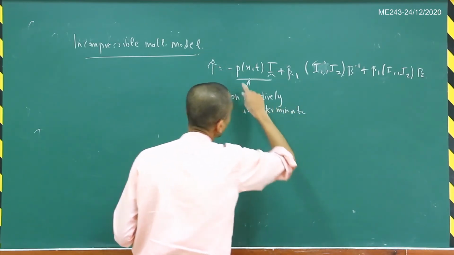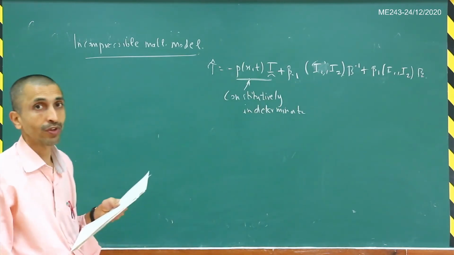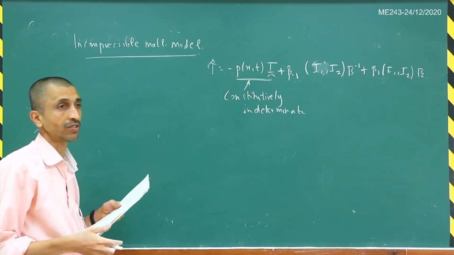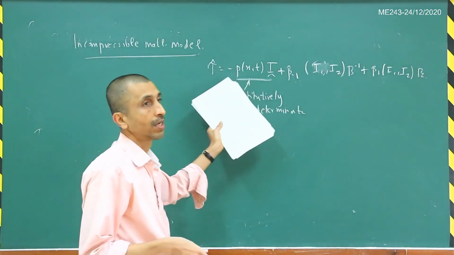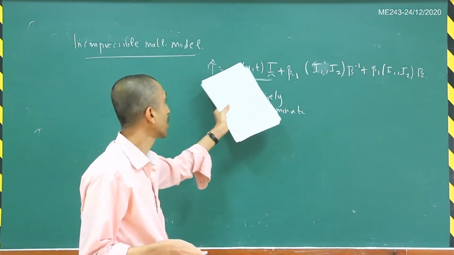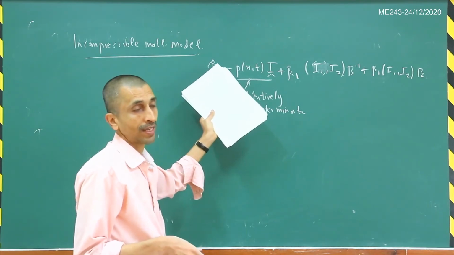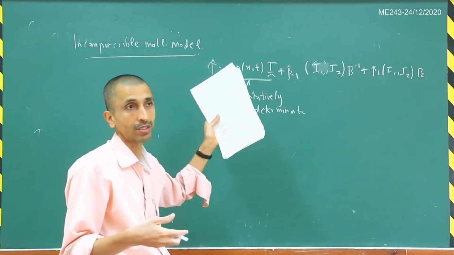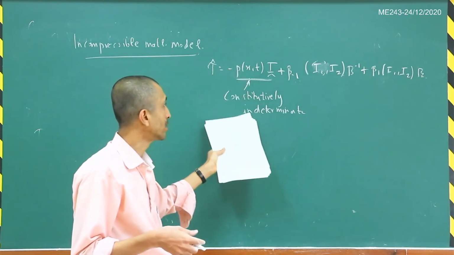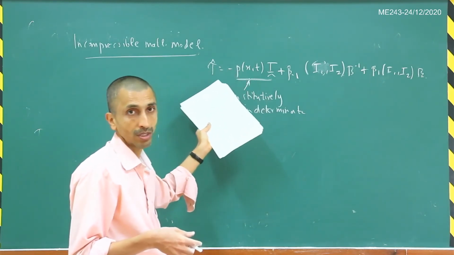So basically this part, if I give you the left Cauchy-Green tensor, you will not be able to determine this particular part here. This particular pressure has to be determined from the governing equation and boundary conditions. We cannot determine it just if you give me B.